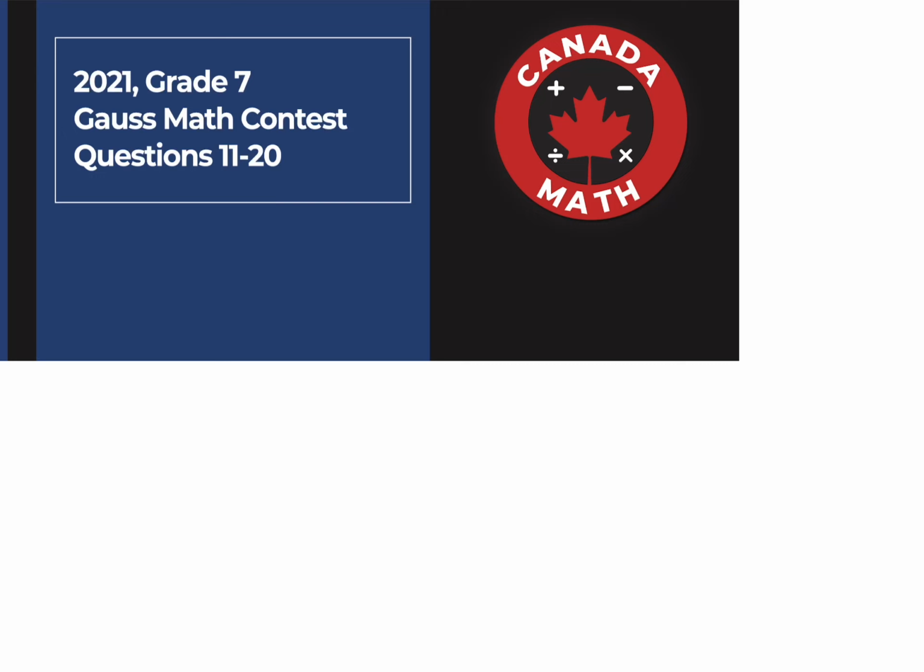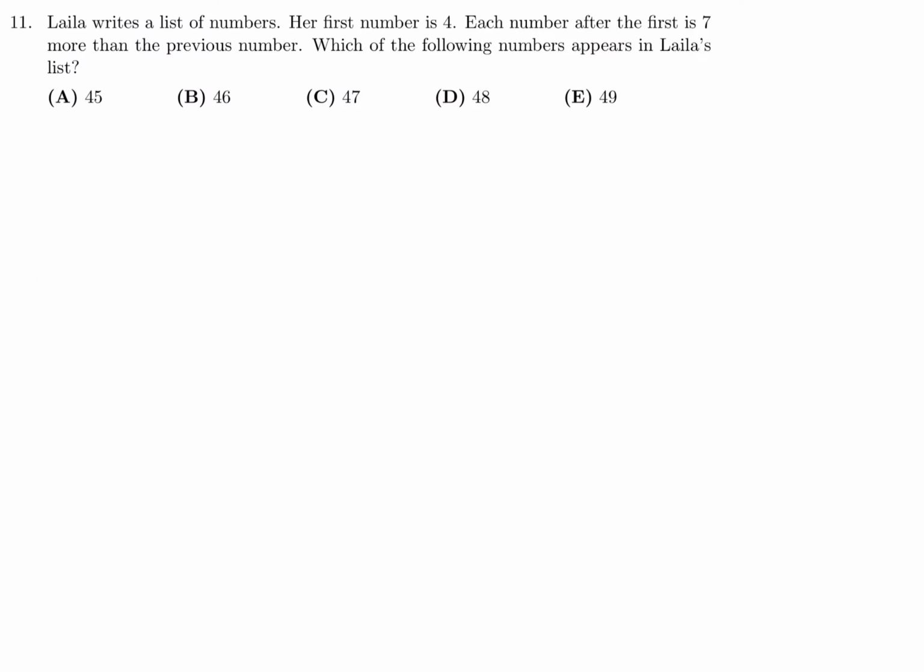Questions 11 through 20 on the 2021 Grade 7 Gauss Math Contest. Layla writes a list of numbers. Her first number is 4. Each number after the first is 7 more than the previous number. Which of the following numbers appears in Layla's list?